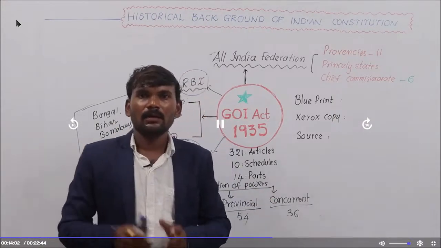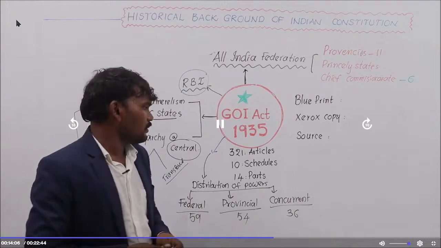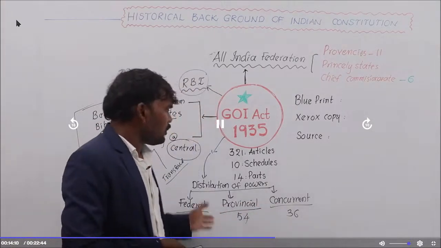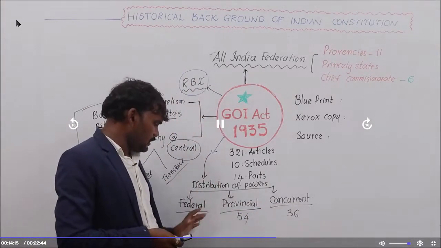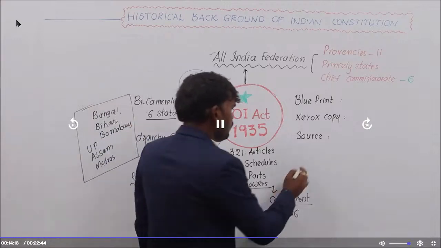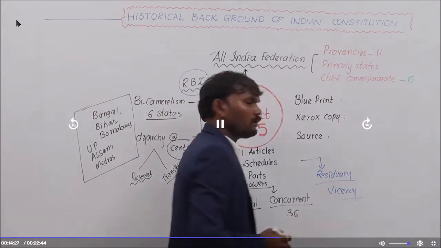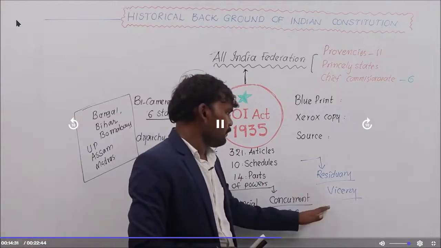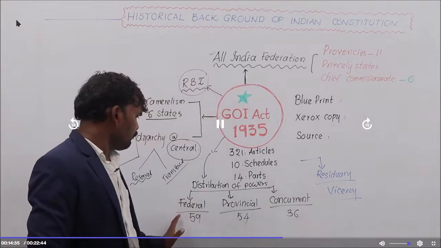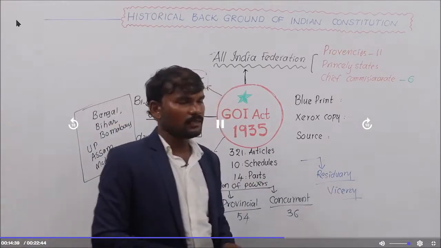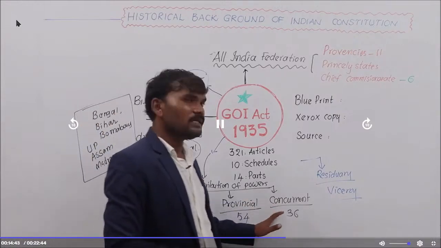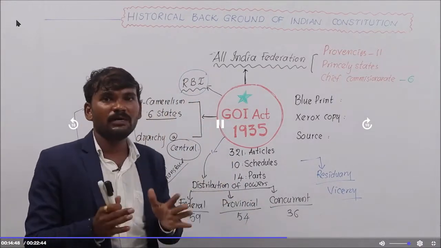Concurrent list means the matters in which both central government and state government have equal rights. It is the concurrent list consisting of 36 items. The third one is the items which do not come under these three categories, which are residuary powers. Residuary powers were vested in the name of the Viceroy. The Viceroy is nothing but a part of the central government. So both the federal list and the residuary list are vested in the central government. Provincial list is vested in the state government, and concurrent list is vested in both central and state level. So the distribution of powers is nothing but the federal system.